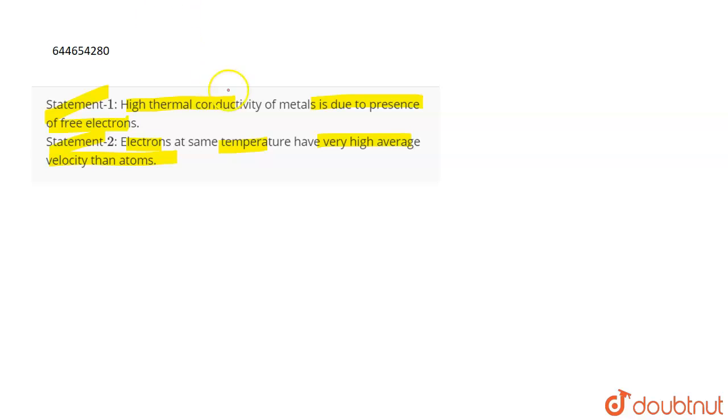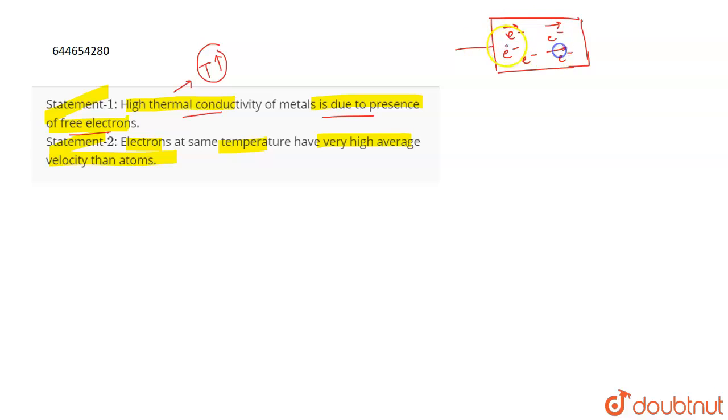So the first statement is that high thermal conductivity of metals is due to the presence of free electrons. Now if we talk about the surface of the metal, then the surface of the metal consists of free electrons, right? So what happens is that high thermal conductivity means that we are increasing the temperature, right? When we are increasing the temperature, the more current is going to pass through the metals, right? So these electrons are going to move, and the movement of these electrons is going to cause high thermal conductivity, right?